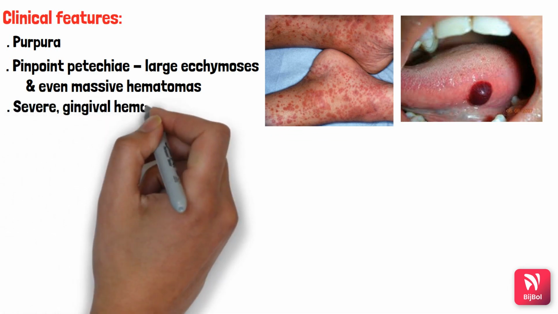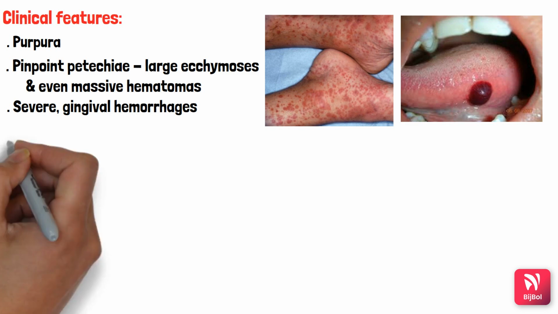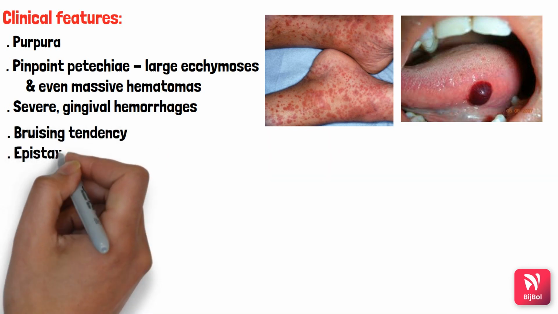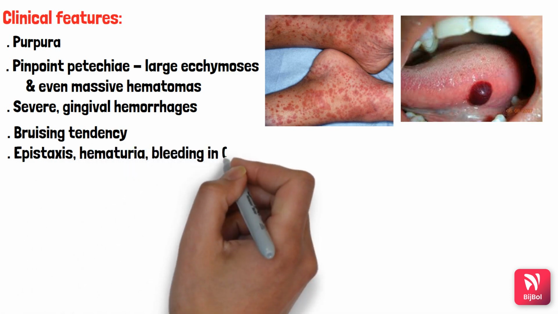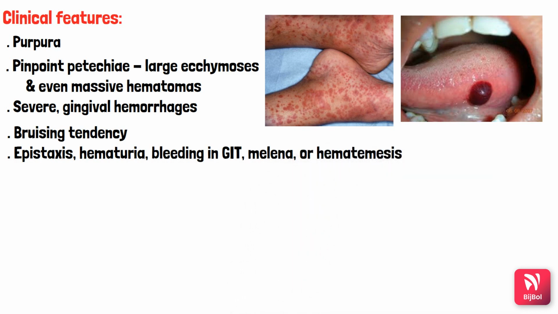And if you see the oral cavity, there will be severe gingival hemorrhages also, and bruising tendency also will be very fast. And there can be epistaxis, that is bleeding from the nose, hematuria can be there, bleeding in the gastrointestinal tract, melena or hematemesis, that is blood vomiting, can occur.